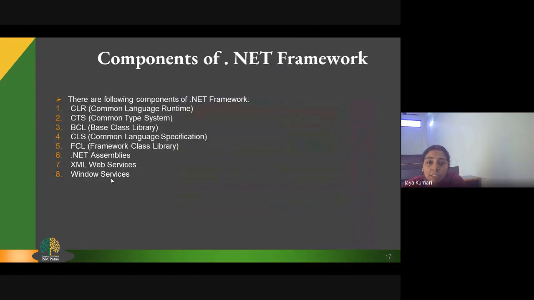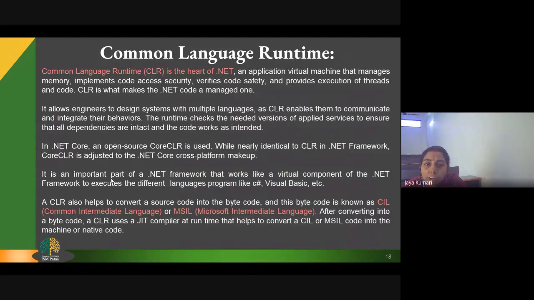So here we are going to discuss the components of .NET Framework. The basic, major components of .NET Framework are CLR, CTS, BCL, CLS, FCL, .NET Assemblies, XML Web Services, and Windows Services. We will discuss each and every component one by one. So let's have a discussion on CLR, that is Common Language Runtime. Common Language Runtime is the heart of .NET.